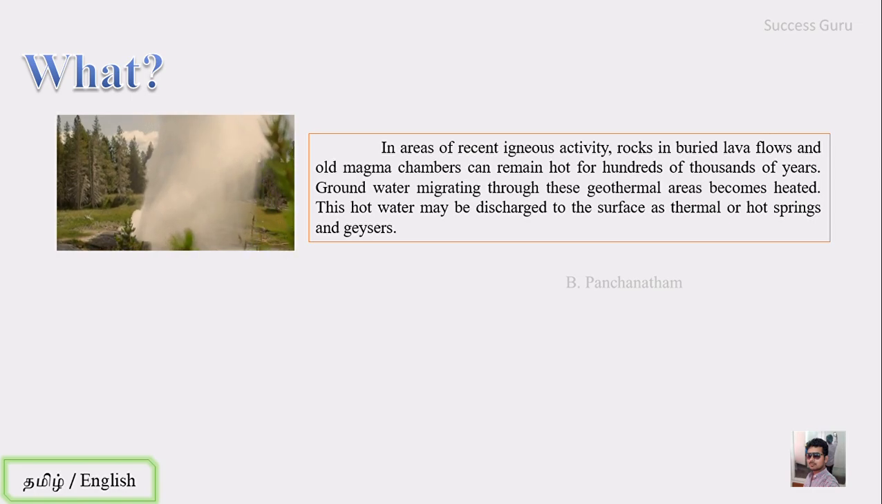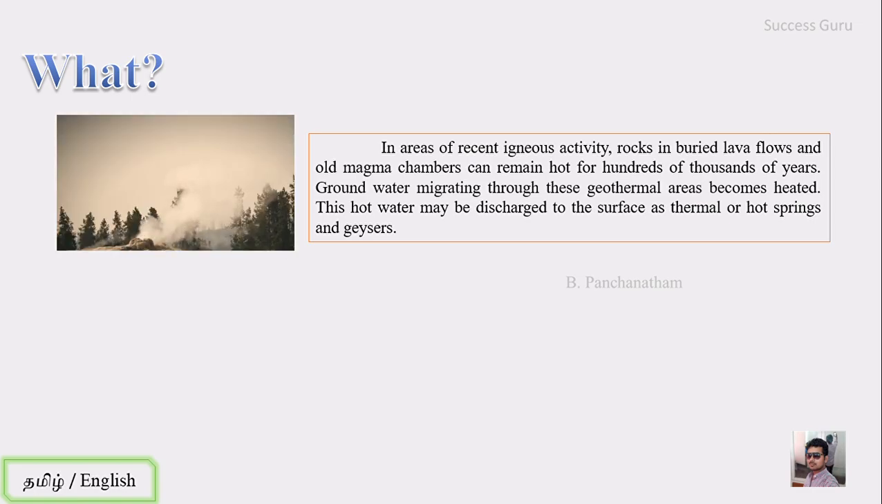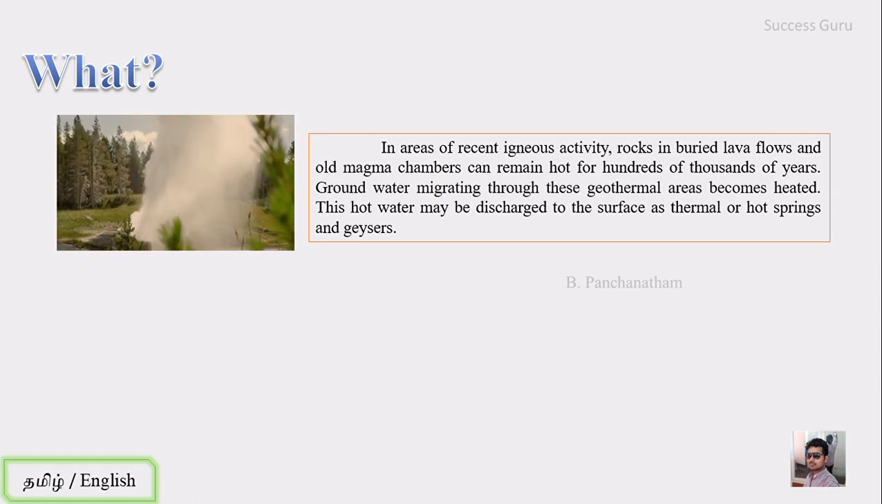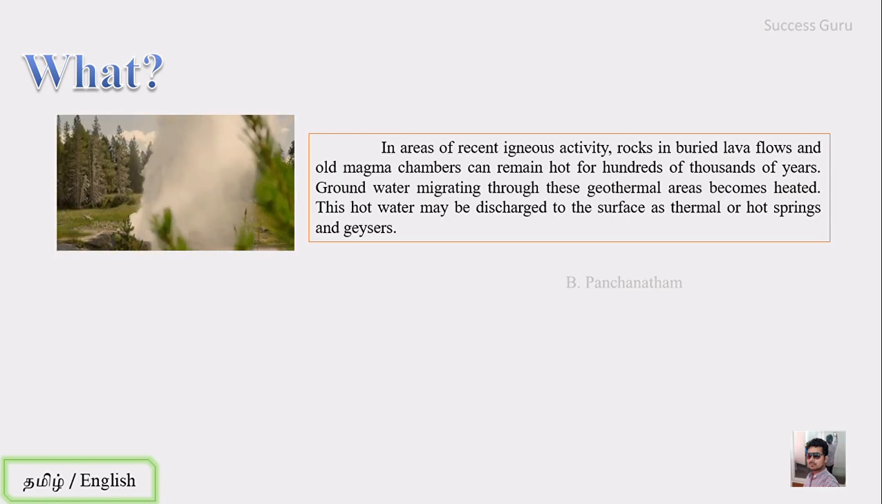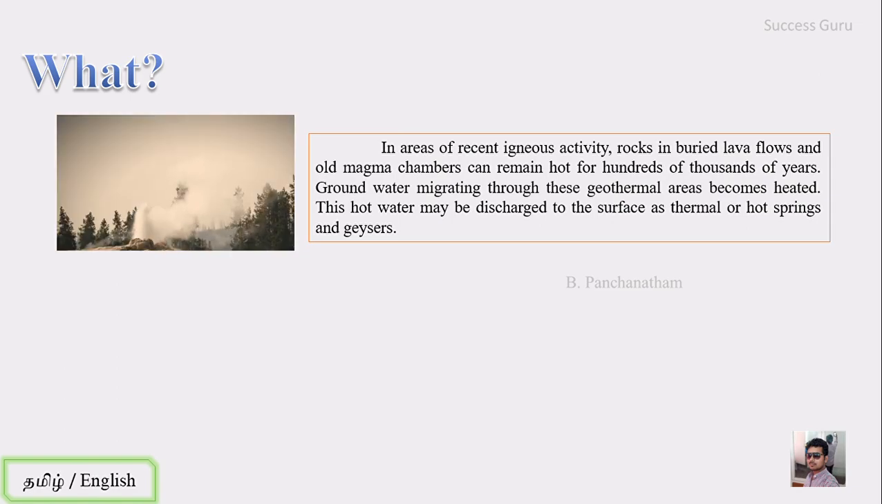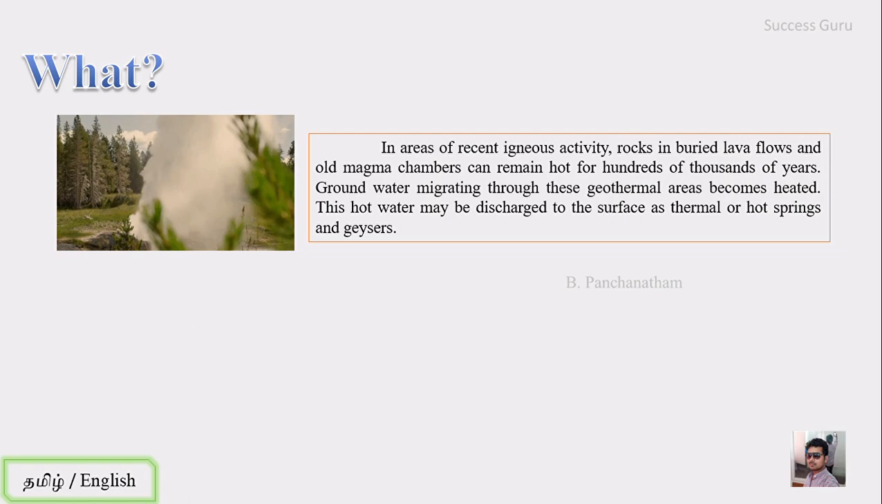Actually, what is a geyser? In areas of recent igneous activity, rocks in buried lava flows and old magmatic chambers can remain hot for hundreds of thousands of years. Groundwater migrating through this geothermal area becomes heated, and this hot water may be discharged to the surface as thermal or hot springs and geysers. So this is what it actually is.